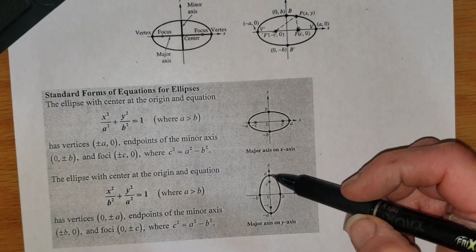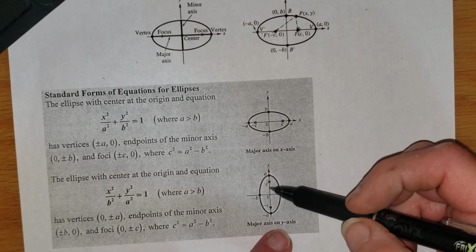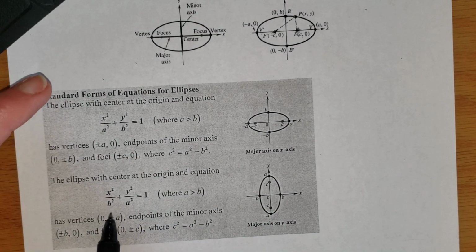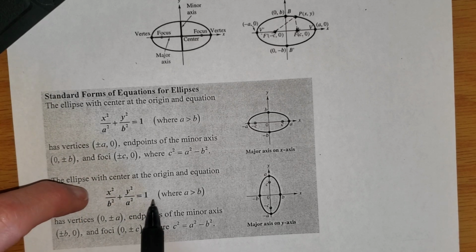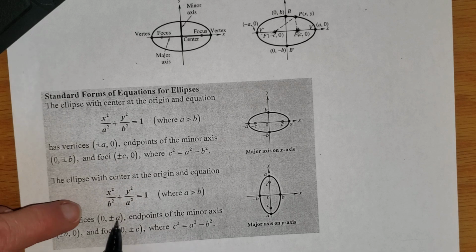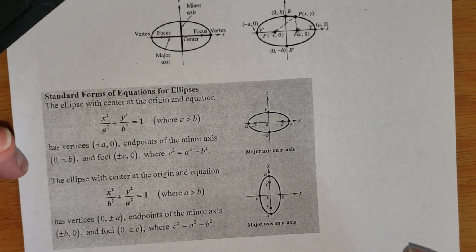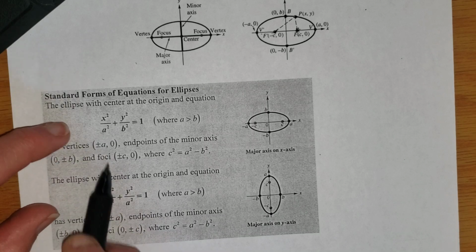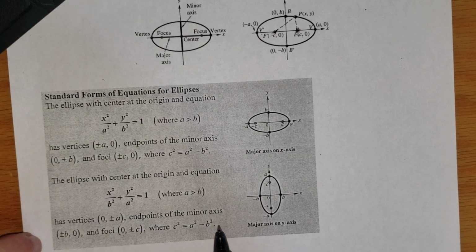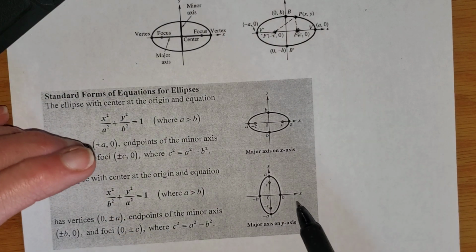Coming down here, if we make the major axis on the y-axis, then now we'll have it written as x squared over b squared plus y squared over a squared equals 1. Again, a is the bigger number. a is bigger than b. So the vertices now are going to be at 0, plus and minus a. The vertices are the ones that are on the major axis. Otherwise, we just call them the endpoints of the minor axis. So they would be plus or minus b, comma 0, since they're on the x-axis.